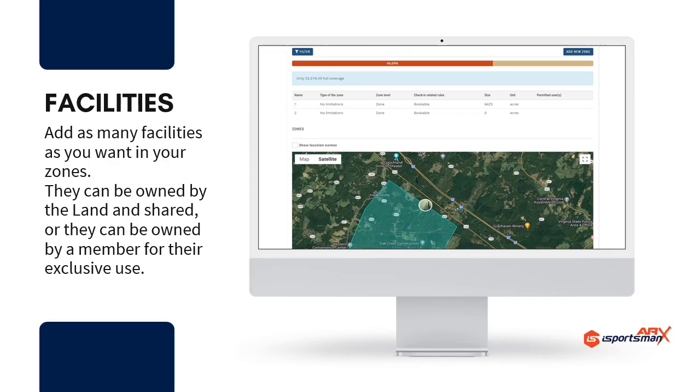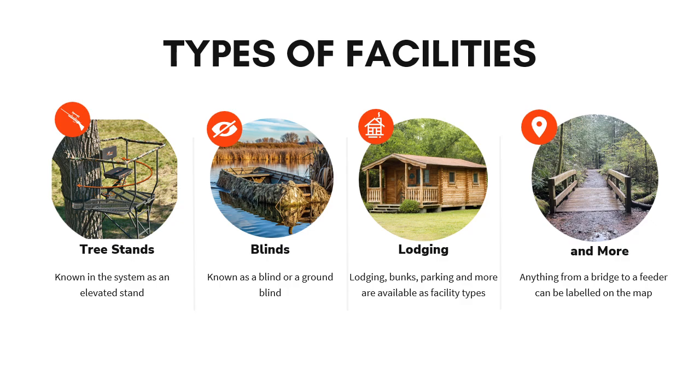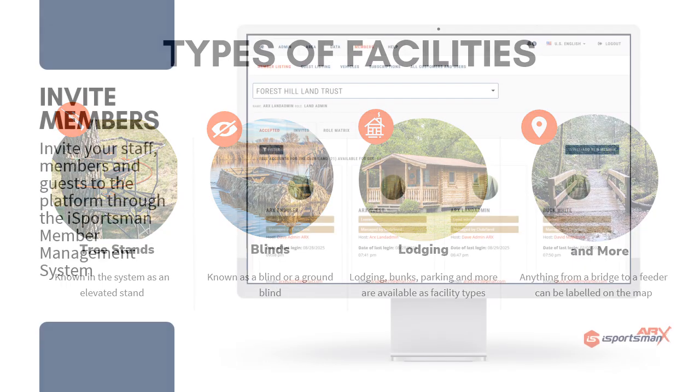Within zones, ARX allows you to add facilities. These might include shared assets owned by the land, such as stands or parking areas, or facilities owned by individual members for exclusive use. This flexibility ensures the system accurately reflects how your land is used. Facilities can represent almost anything on the property. Lodging, bunks, parking, blinds, tree stands, bridges, feeders, and more can all be labeled and tracked. If it matters to users or managers, ARX can capture it on the map.